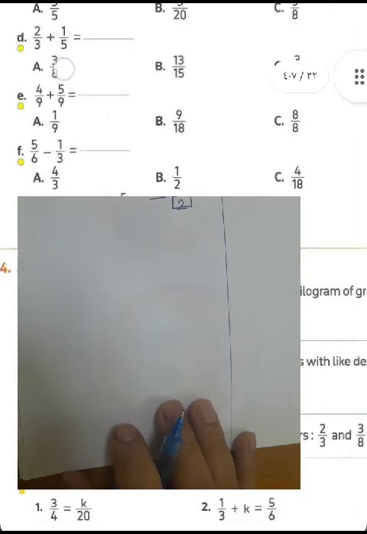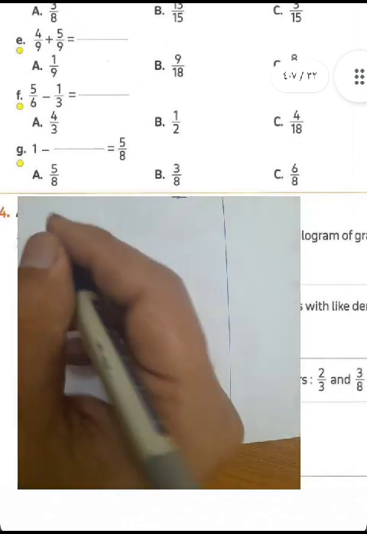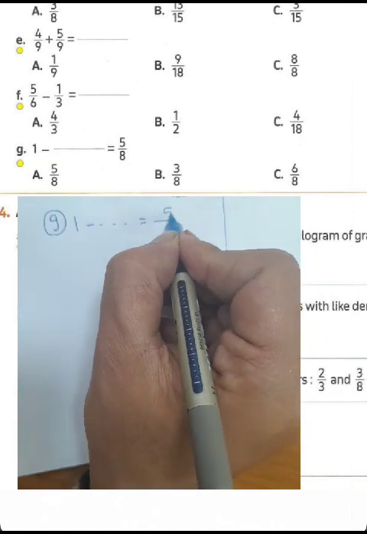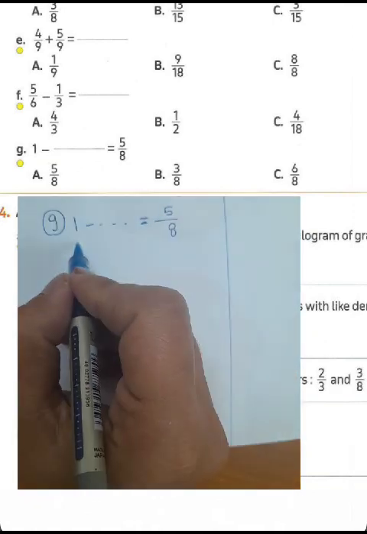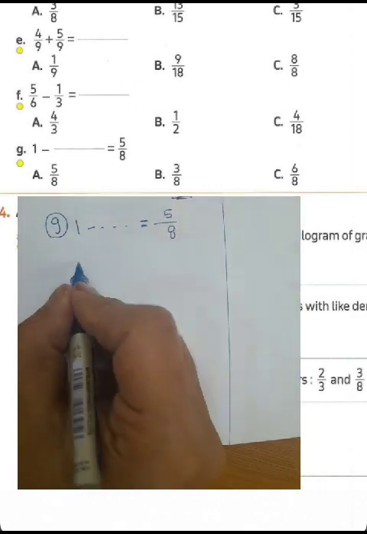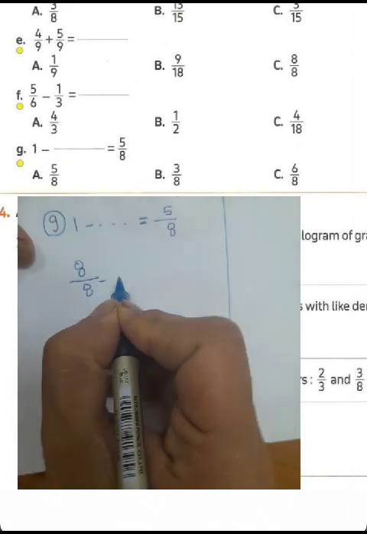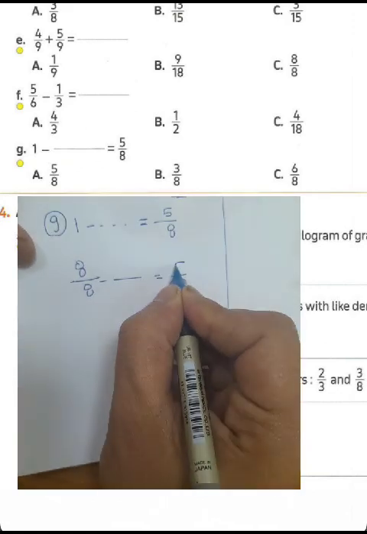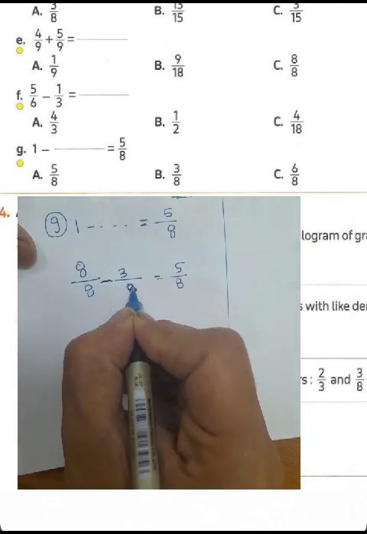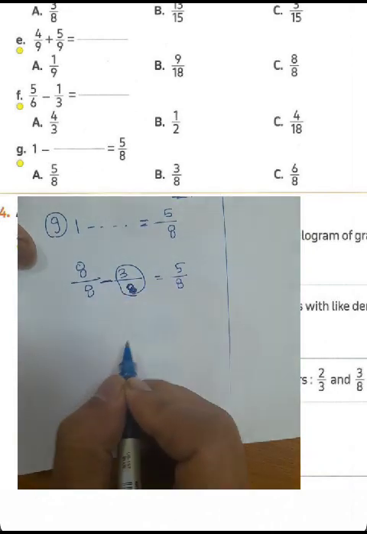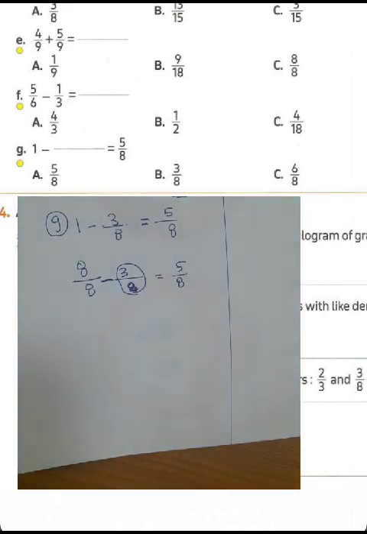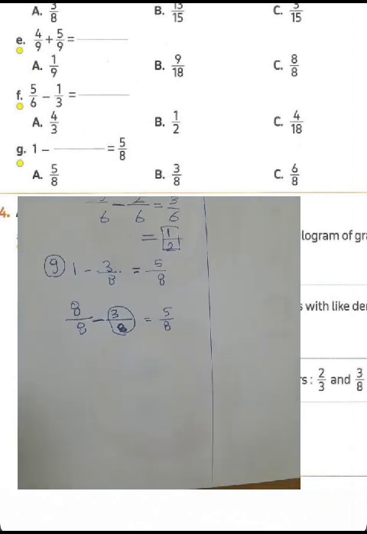Next example. Question letter G: 1 minus space equals 5 over 8. We can convert 1 to 8 over 8 and then find the difference between the two numbers. Write 8 over 8 minus space equals 5 over 8. You can write 8 in the numerator, and 8 minus 5 equals 3. Then you can write 3 over 8 in the space. The result here will be 3 over 8.